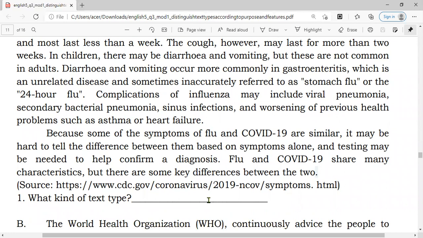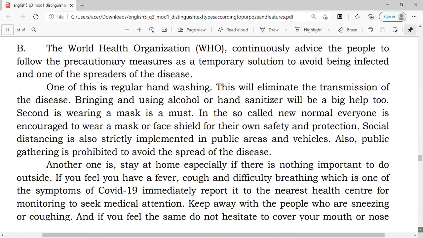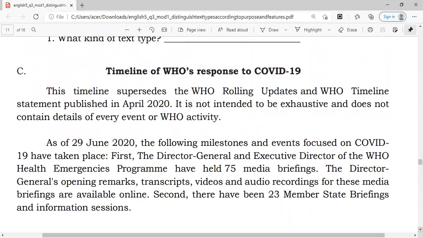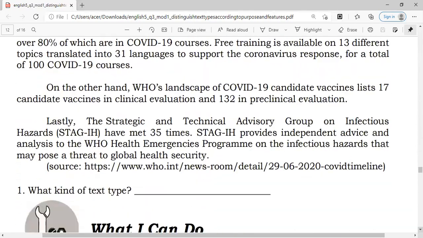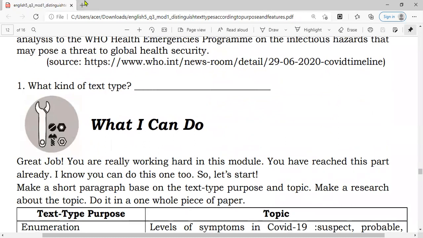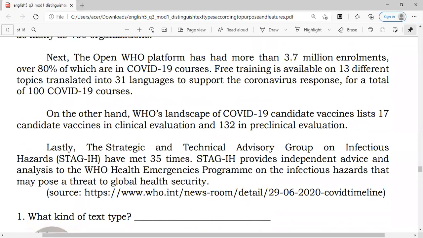Okay, so write your answers in your notebook and then take a picture and turn in your answers. Yan. So let's have letter B and then letter C. So you can do it on your own and then submit your work in our classwork. So that's all for today. I hope you have learned from our lesson, and I hope you understand more our text types.